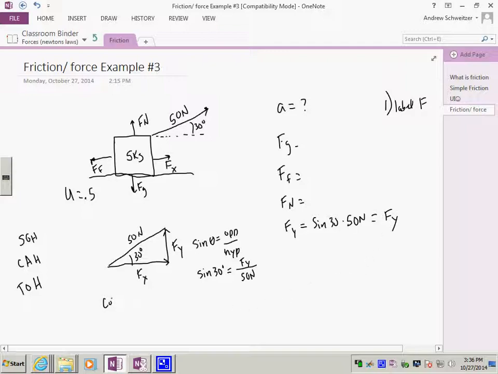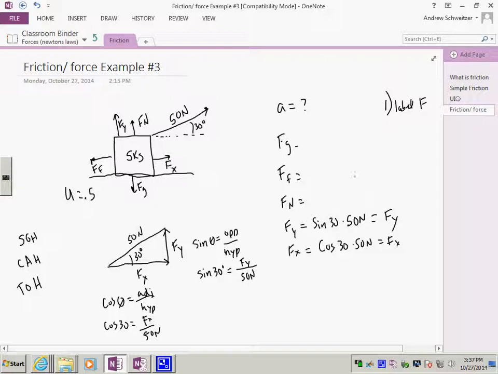The cosine of the angle is equal to the adjacent, which is the force in the x direction, over the hypotenuse. Cosine of 30 degrees equals F_x over the 50 newtons. So the force in the x direction equals the cosine of 30 degrees times 50 newtons. All right, so I have all my forces labeled on here. I did not put my force y on here. Force y is going up.